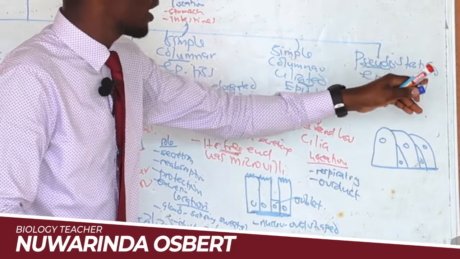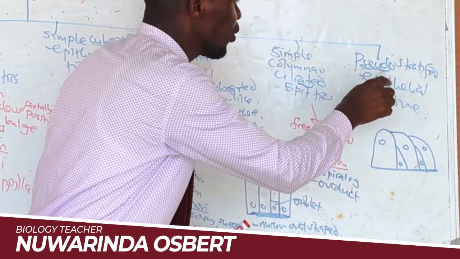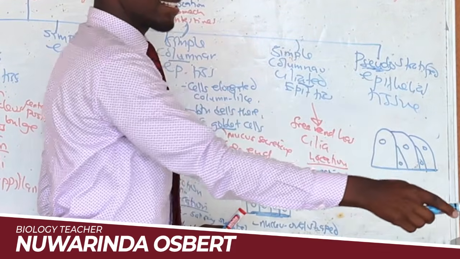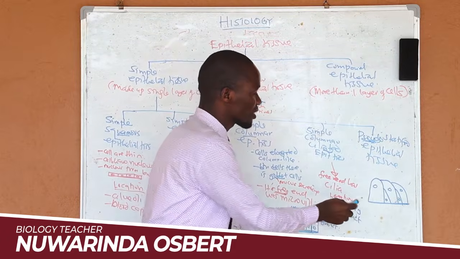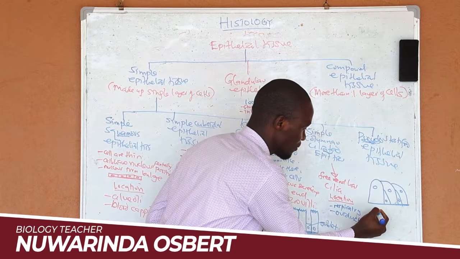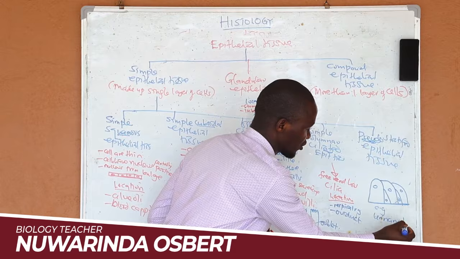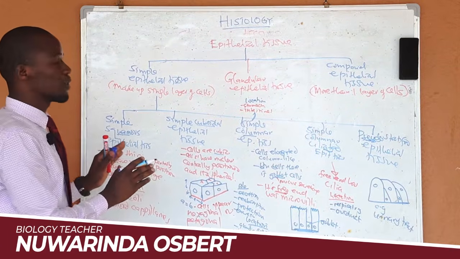So this is why we are calling it pseudostratified, because pseudo means false. It is appearing as if it has many layers. But ideally, the truth is it has a single layer, only that some cells have not yet reached the free end. And the best example to use is that we usually find it in the urinary tract. So this is as far as simple epithelial tissue is concerned.